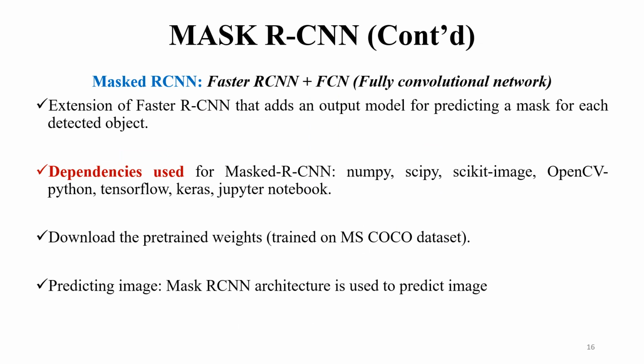As I have already discussed, Mask RCNN is the combination of Faster RCNN and FCN, and the dependencies used for the implementation of Mask RCNN include NumPy, SciPy, scikit-image, OpenCV, Python, TensorFlow, and Keras libraries, and Google Colab along with Jupyter Notebook. For using Mask RCNN on a new dataset, pre-trained weights are used. This algorithm can be used to predict on the image.